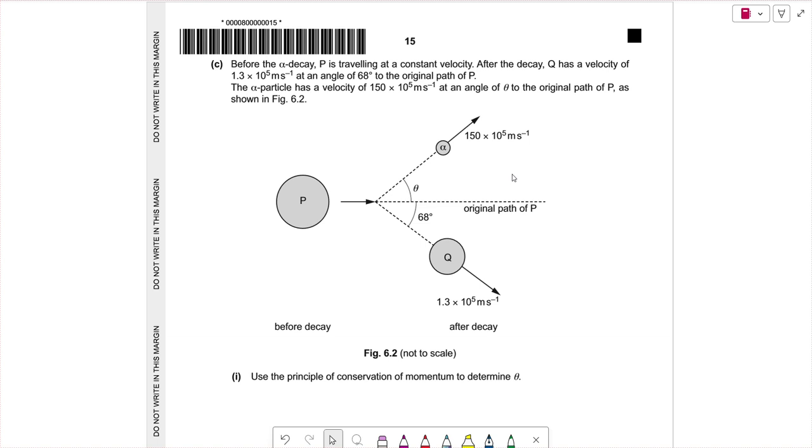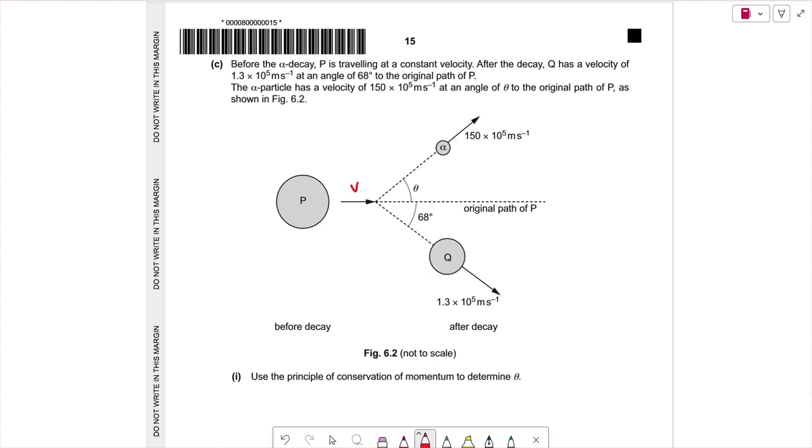In part C, before the alpha decay, P is traveling at a constant velocity. We don't know the value of the velocity, so it just travels at a constant velocity v. After the decay, Q has a velocity of 1.3 into 10 to the power of 5 meter per second at an angle of 68 degrees. The alpha particle has velocity of 150 into 10 to the power of 5 at an angle of theta to the original path of P as shown in figure 6.2. Use the principle of conservation of momentum to determine theta.